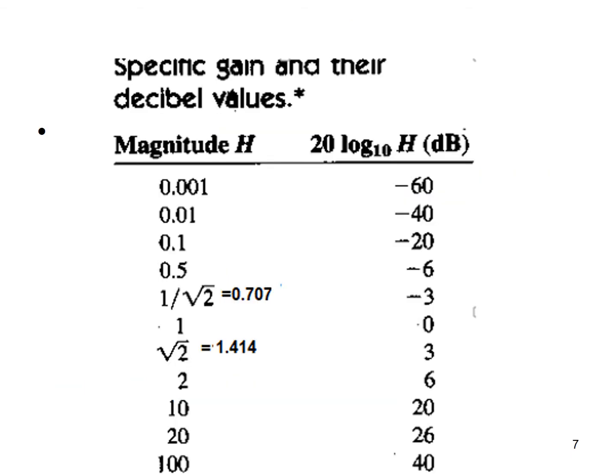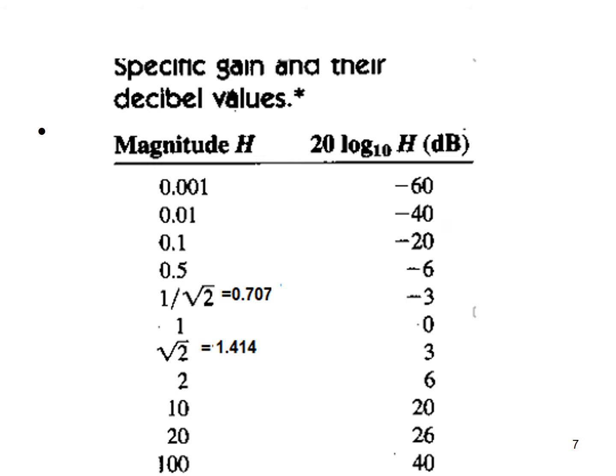Just to give you some idea, if the ratio of the gain is 0.001, then it will actually be 10 raised to the power minus 3, multiplied by 20, so it will be minus 60 dB. If it is 0.01, then it is 10 raised to the power minus 2, so 20 log and minus 2 multiplied, it will make it minus 40.